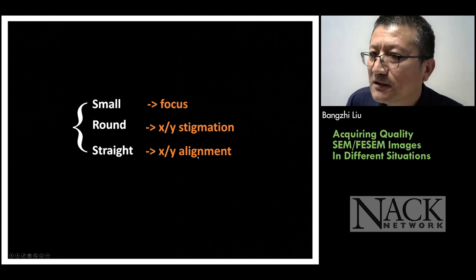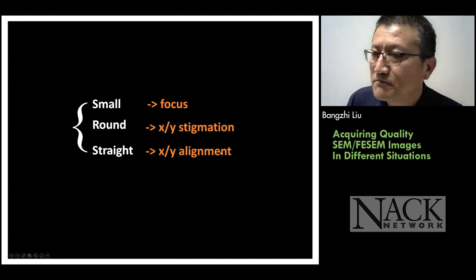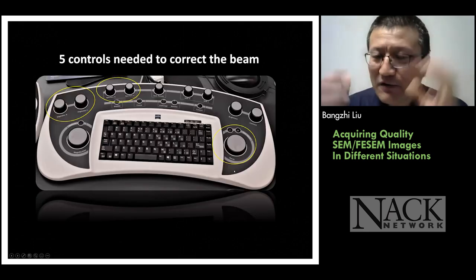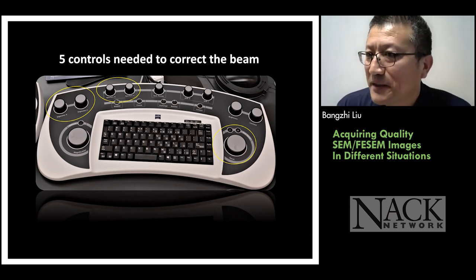But in the end, you need to change the focus again. If you do not see the image stretch, if you do not see the image move, then you know your beam is perfect, and you can get a good image. Getting a good image is not that hard. To control the SEM, it's not really hard.